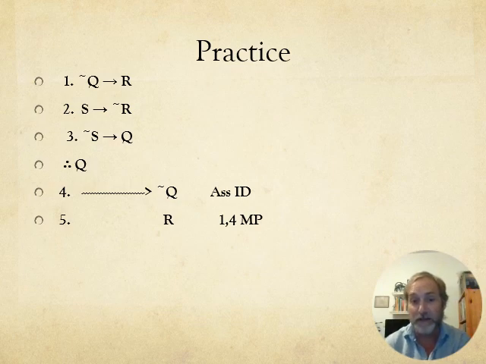So now my goal here is not to get Q anymore, right? My goal is to get a contradiction. Any contradiction will work, right? So I'm going to just start trying to make moves and seeing if a contradiction falls out. So I've got R with 1 and 4 modus ponens. What else can I do?